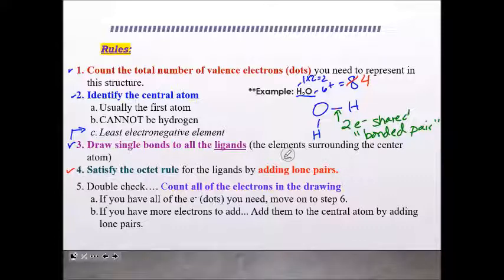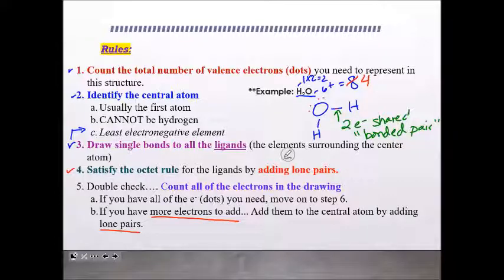Now we need to count all of the electrons in the drawing. If you have all the dots you need, move on to step 6. If you have more electrons to add, do we have more electrons to add? Yes, we have more electrons to add. Add them to the central atom by adding lone pairs. And lone pairs are always the dotted pairs.